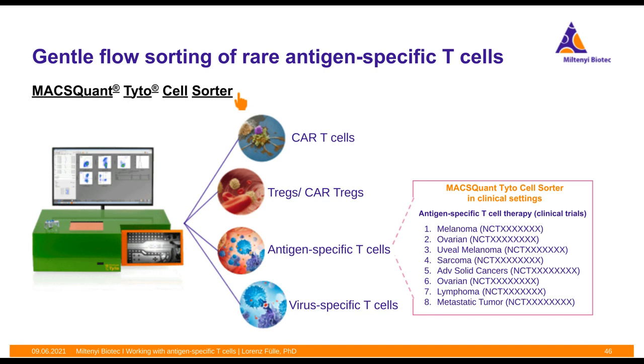And here I would like to have a short look, especially at the MaxQuant Tidal cell sorter. So with the really unique capabilities like this gentle cell sorting and the closed and sterile cartridge system, the Tidal is really good for the isolation of rare T cells. So for example, for the isolation of CAR T cells, regulatory T cells, but also CAR Tregs, antigen-specific T cells, but also, of course, virus-specific T cells. So let me just briefly point out that the Tidal is already part of several clinical trials, actually involving the analysis of tumor-specific cells, as can be seen here on the list on the right side.